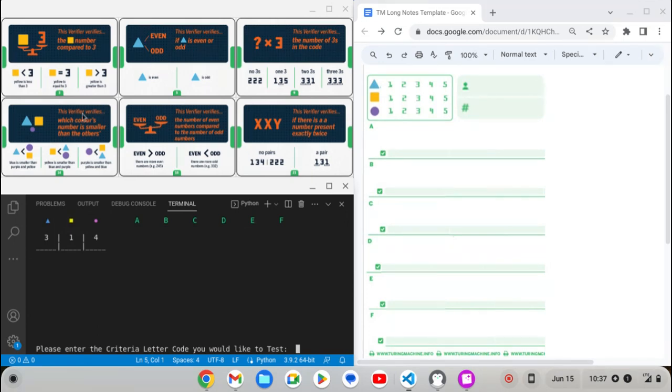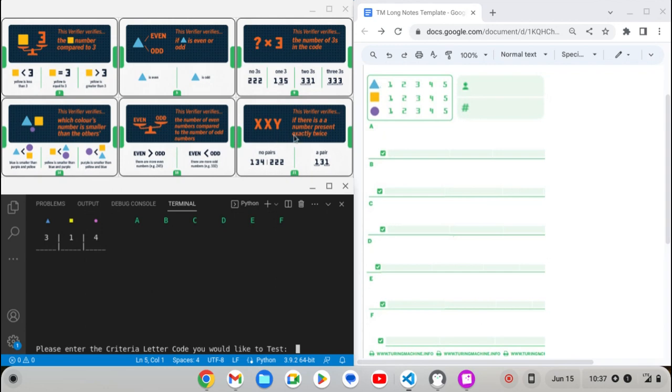Criteria card D looks at the 3 digits, triangle, square, circle, and will let us know which one's the absolute smallest. So should the triangle be the smallest? Should the square be the smallest? Or perhaps the circle should be the smallest. Criteria card E again looks at our 3 digits in our solution and will let us know, comparing how many evens to odds. So should there be more even than odds, or should there be less even than odds?